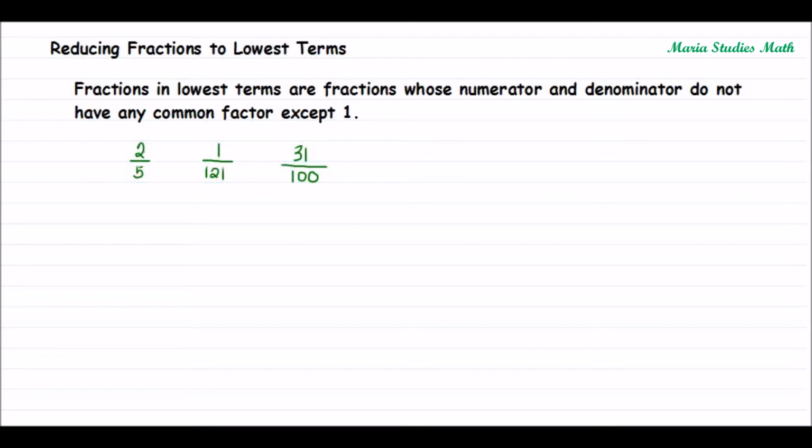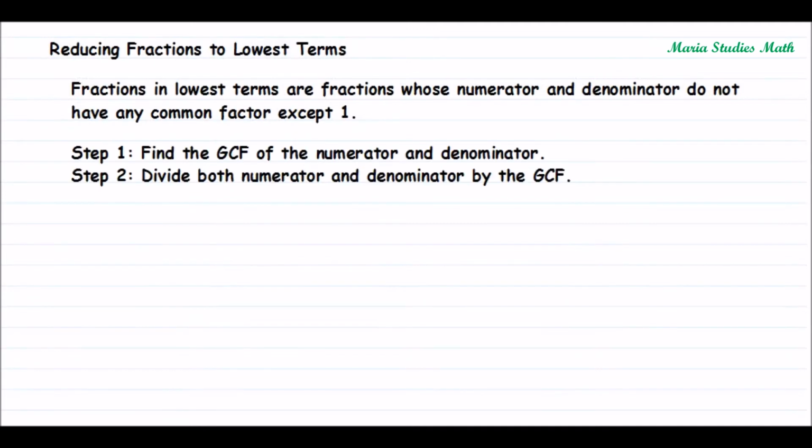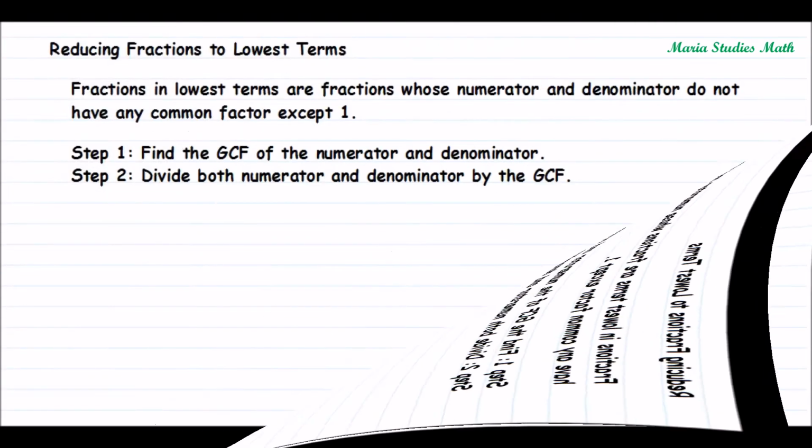Reducing fractions to lowest terms is actually quite simple. We can do it in 2 easy steps. Step 1, find the GCF, or the greatest common factor, of the numerator and denominator. Step 2, divide both numerator and denominator by the greatest common factor. Before you proceed with this lesson, you should know how to find the greatest common factors of numbers. Now let's try some examples.